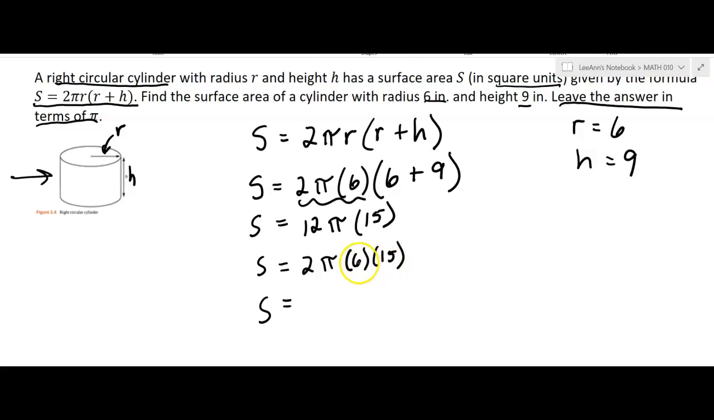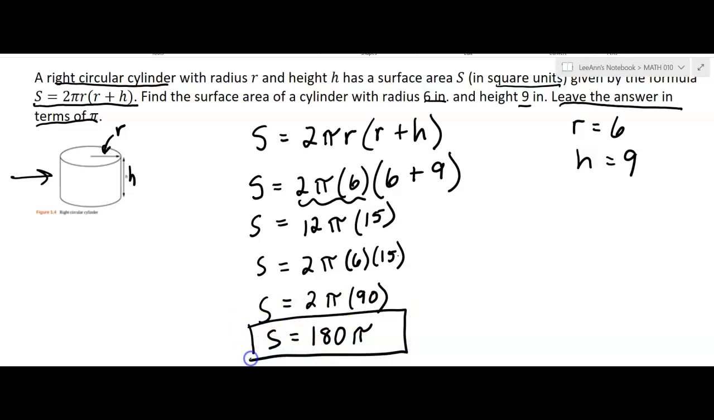Let's see. Okay, so 6 times 15 is what? 90? Yeah, that's right. And then 2 times 90. I was thinking that math was going to be a little bit easier to do. Well, so I get 180 pi. I know that I can get a decimal approximation for that because I know what pi is approximately, and I have a button on my calculator that'll do that.